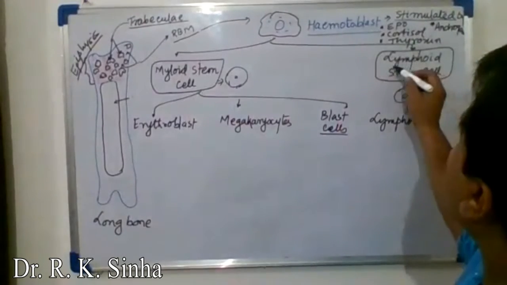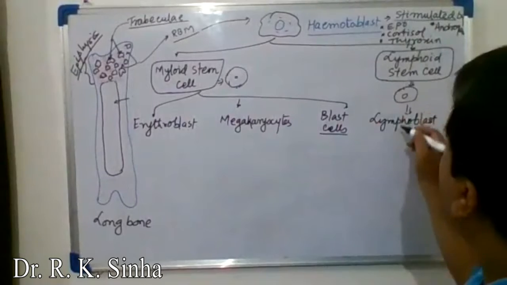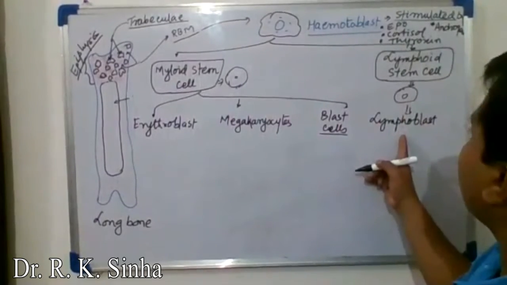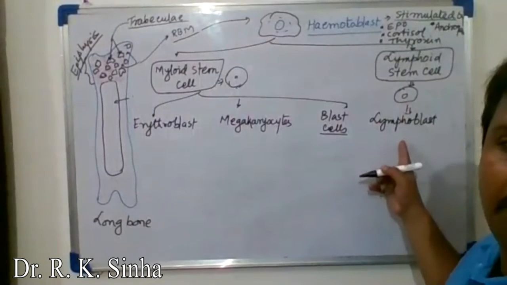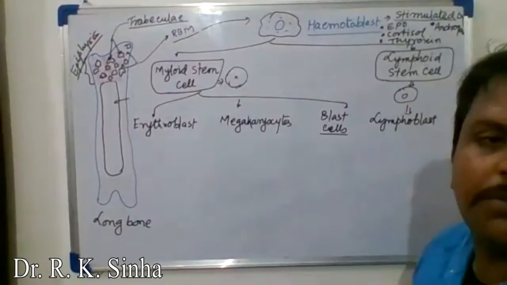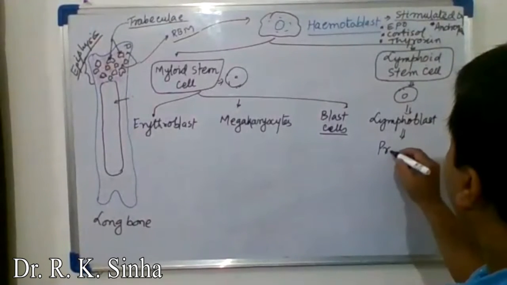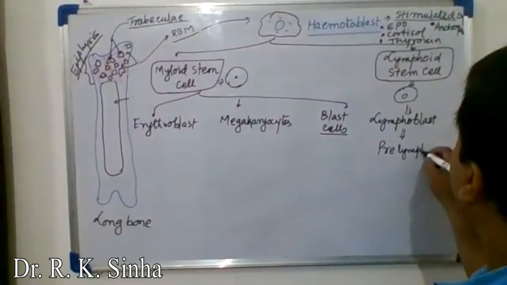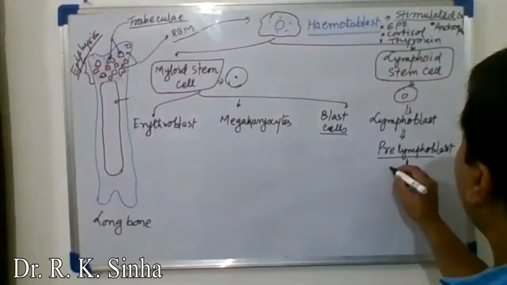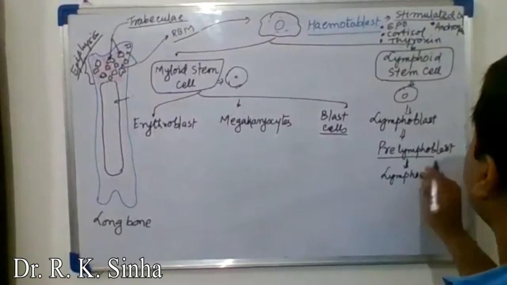As the name represents, lymphoid stem cells will turn into lymphoblast. Here, listen, this is blast, and blast means formation. So it will form the lymphocytes. So this will turn into pre-lymphoblast, lymphoblast, and then it will turn into lymphocytes. And you know what lymphocytes are.